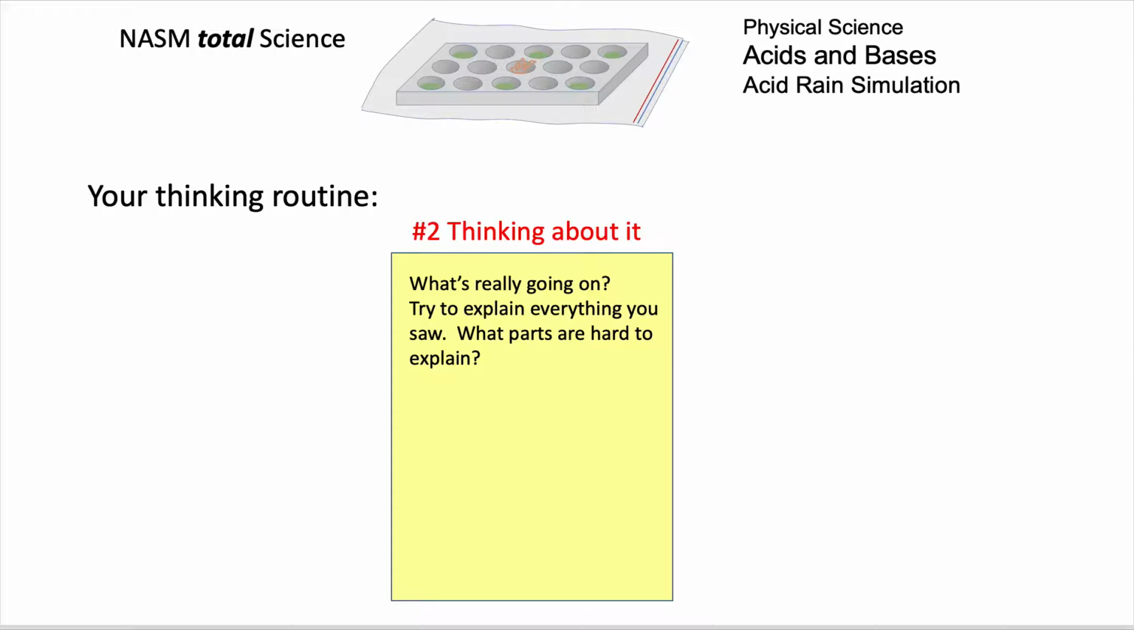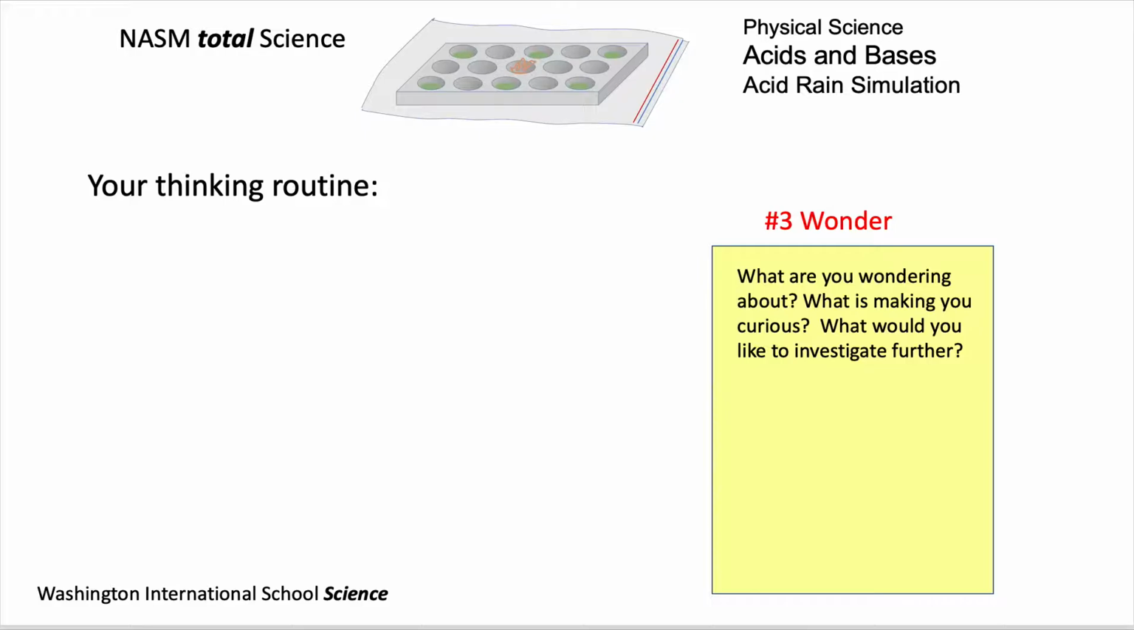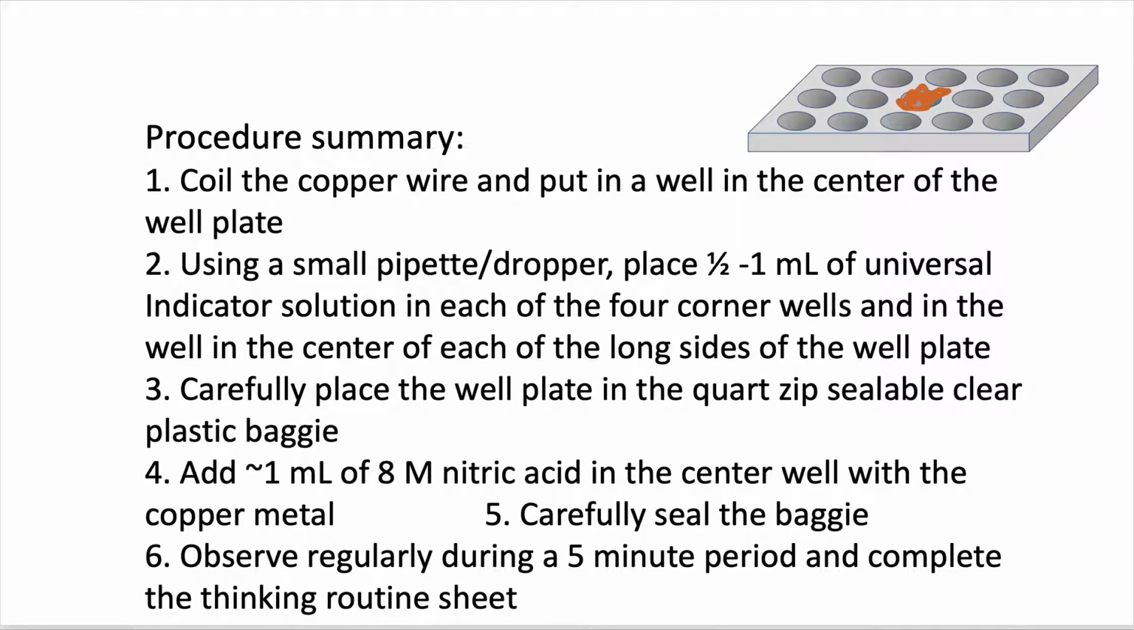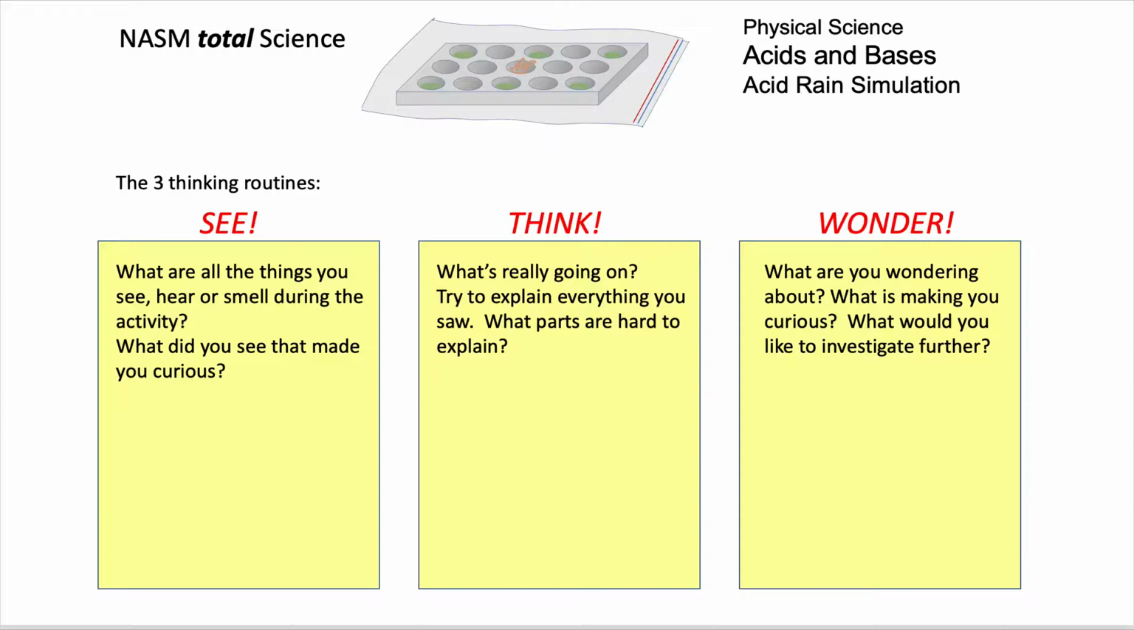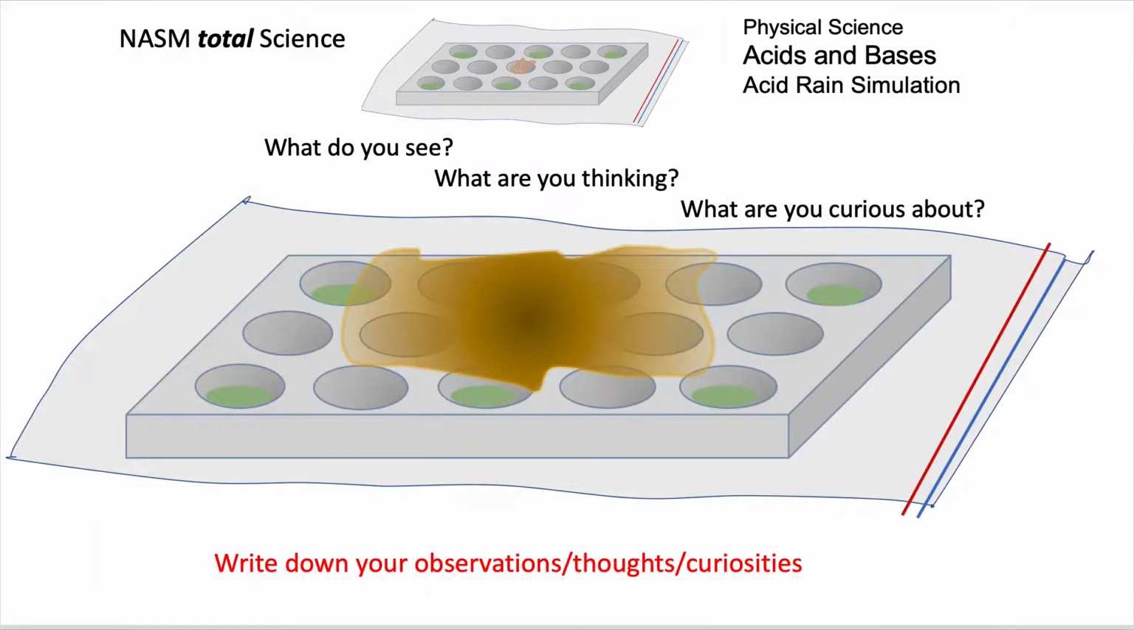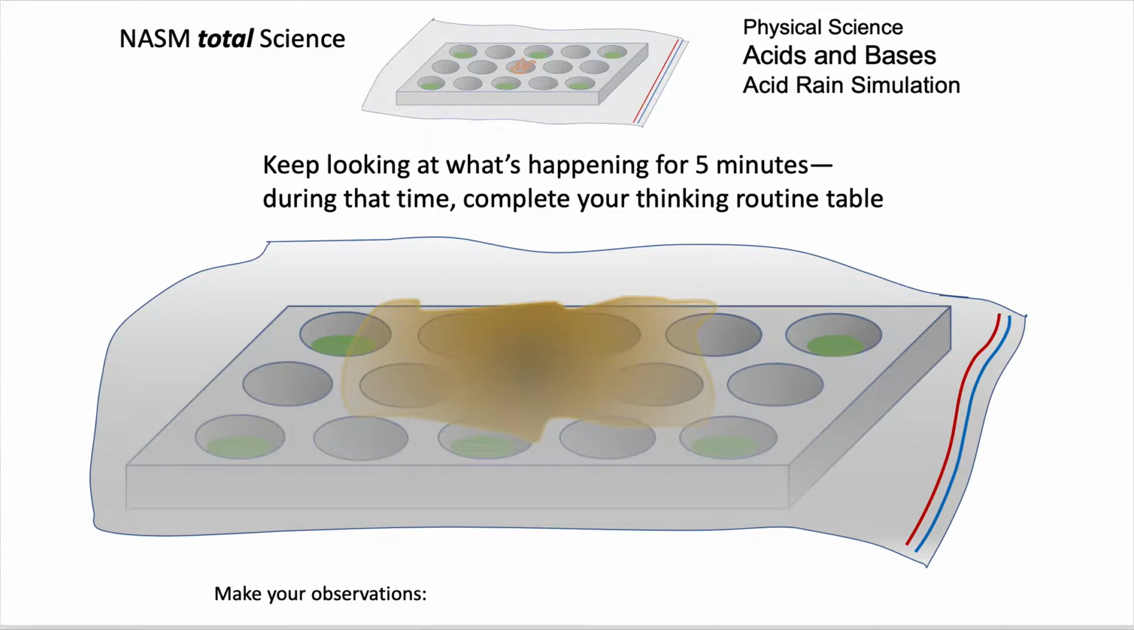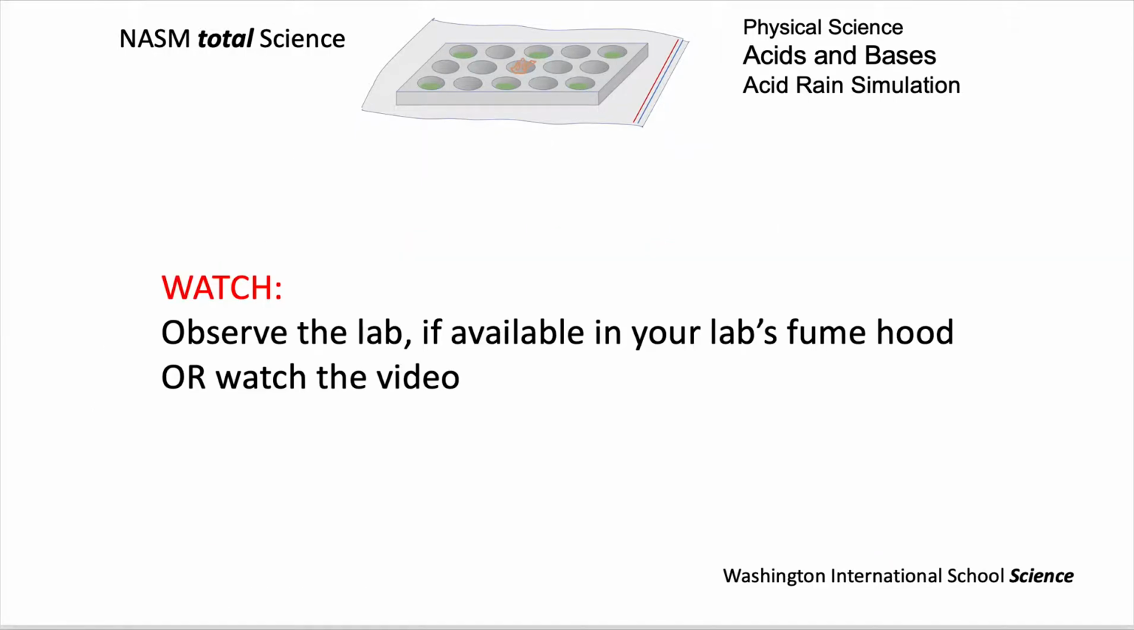And what did you see that made you curious? Think about what's going on, explain what you see, and what can't you explain, what's going to be hard, and what you wonder about as you see this, what would you investigate further? So here's a summary of the procedure, so you can pause that and look, and here's a summary of the thinking routines, the see, the think, and the wonder. And then writing down your observations as you see the activity, and keep looking closely at what's happening.